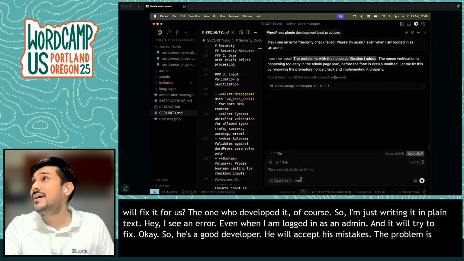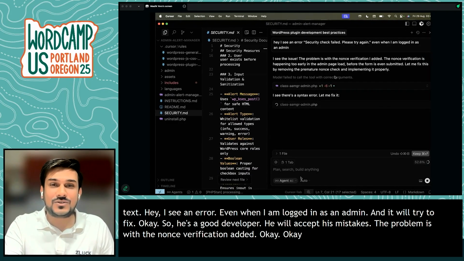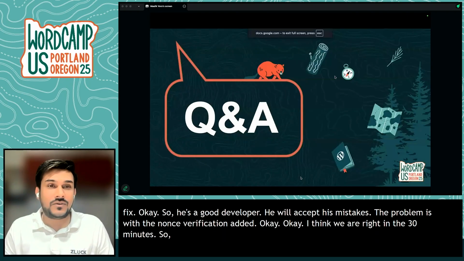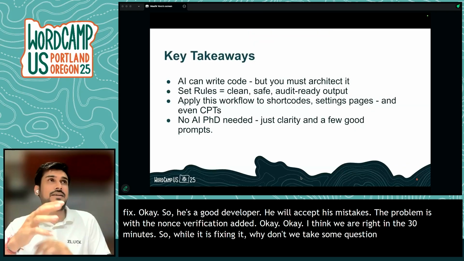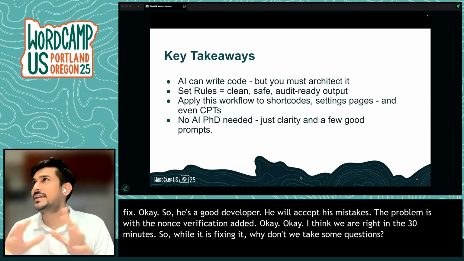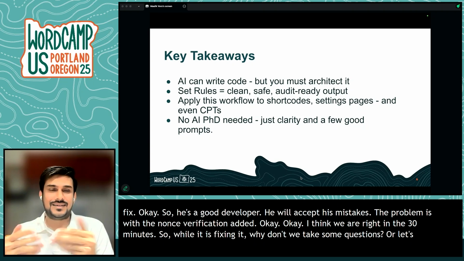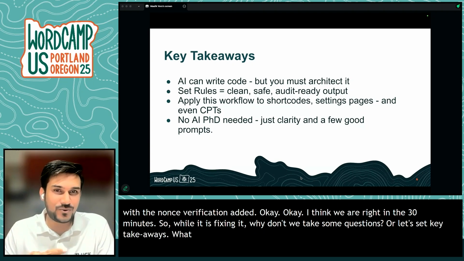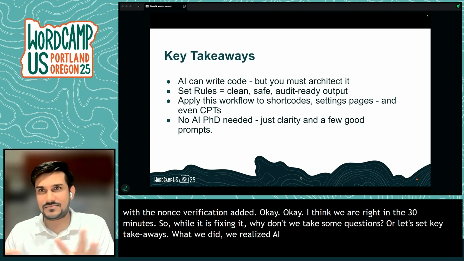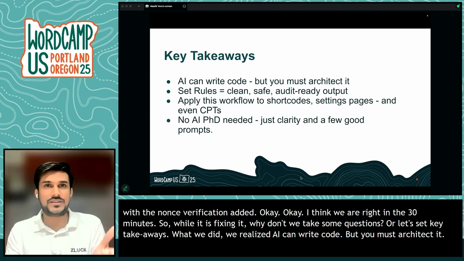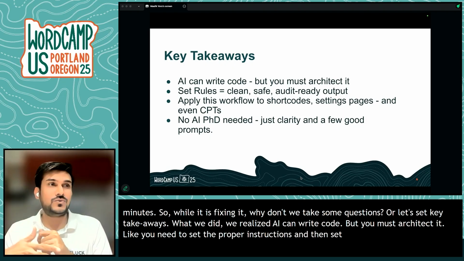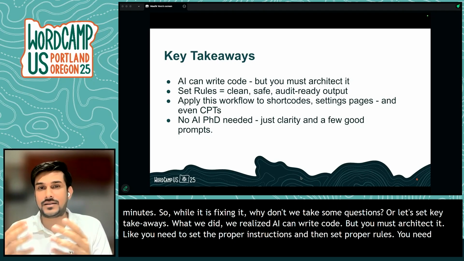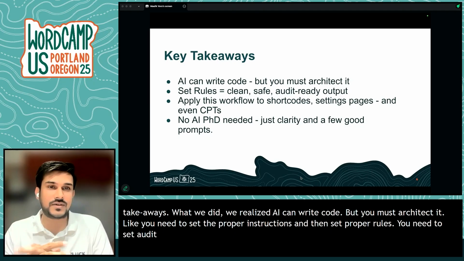Okay. I think we are right into 30 minutes. So while it is fixing it, why don't we take some questions? Or let's say key takeaways. So what we did, we realized AI can write code, but you must architect it. Like you need to set up proper instructions, then set proper rules. You need to set audit ready prompts, performance wise, and everything.